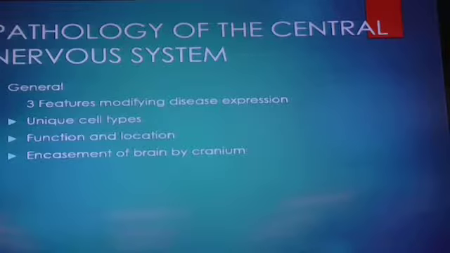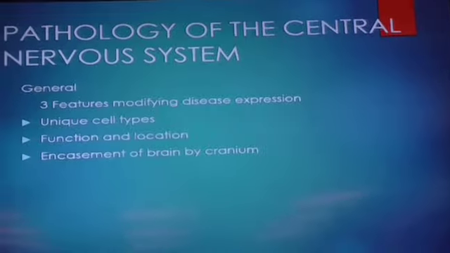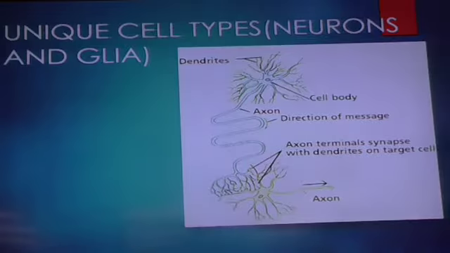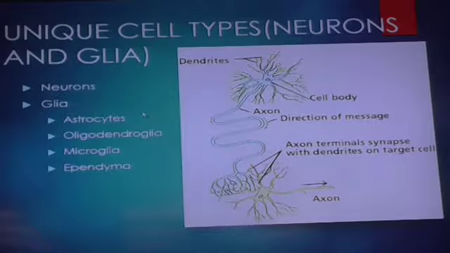It has unique function and location, and also it's encased by the cranium. So one of the things that's interesting about the brain is any factors that affect the brain itself, because it's encased within a skull or cranium, that could lead to difference or produce some secondary effects. So the unique cell types, neurons and glial cells, and we just mentioned all of these. The only ones we didn't mention are ependymal cells, or ependymal cells, depending on where you're from.